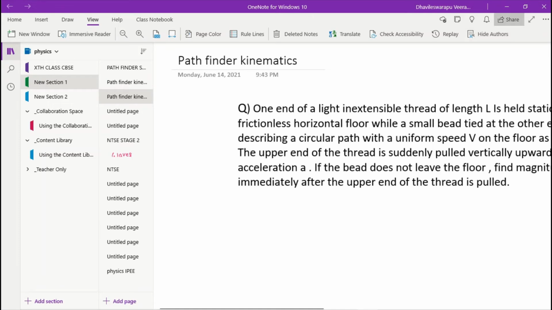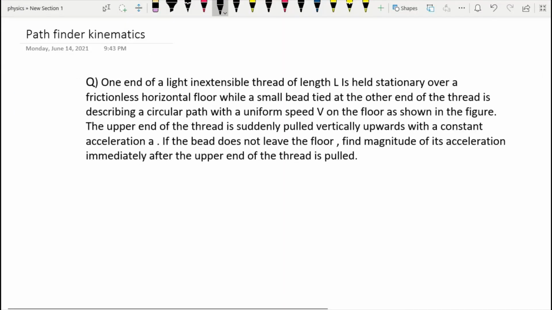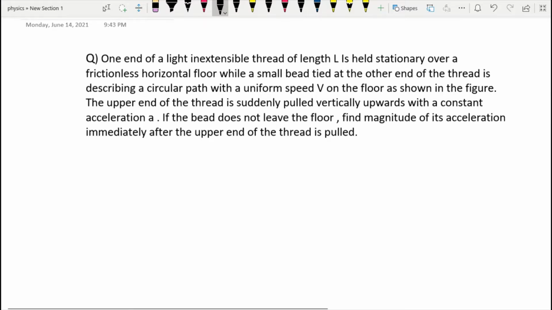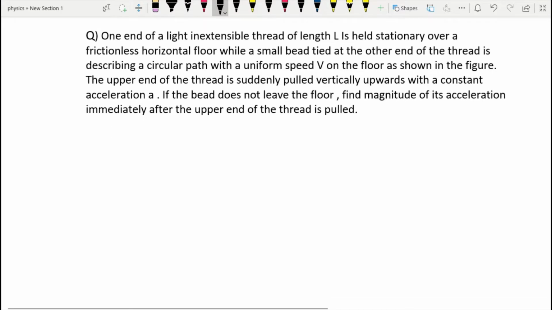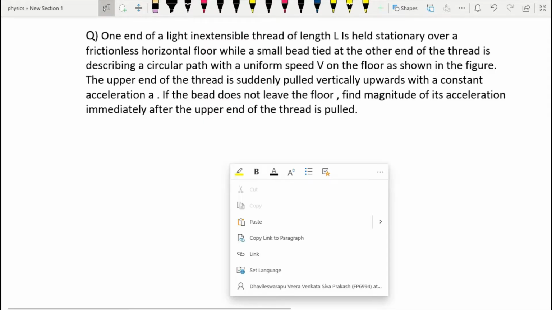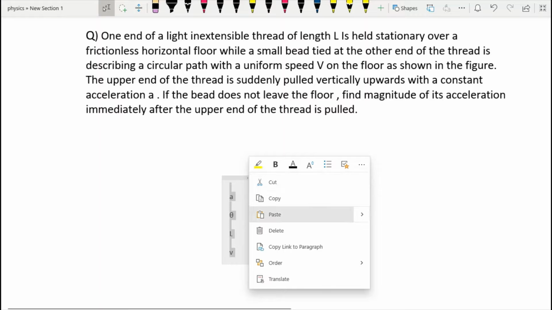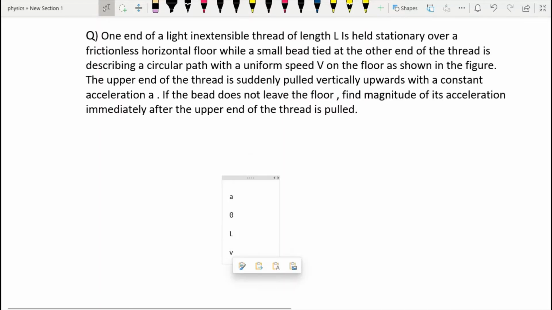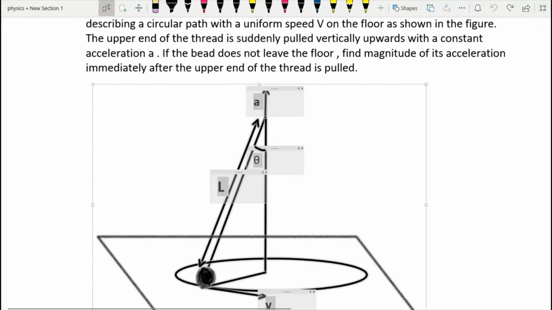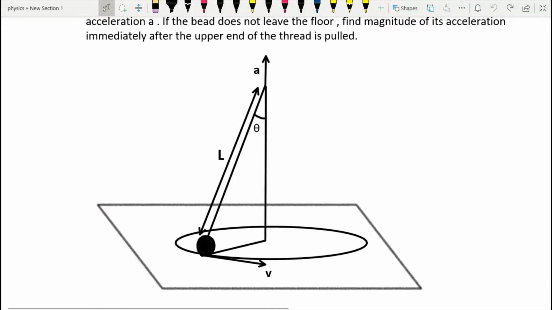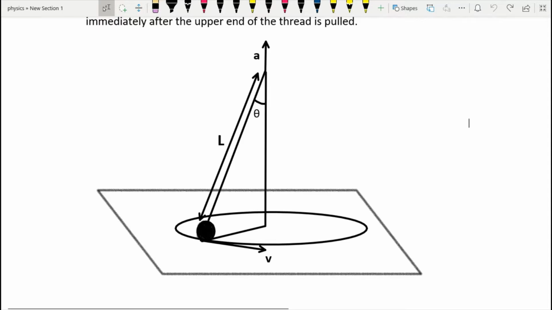This is the problem given. Okay, so we are required to solve this problem. So this is the problem, and let us see this problem. So let's see the diagram first. I'm going to draw the diagram for this problem. Yeah, this is the diagram for the problem. You can see this diagram.